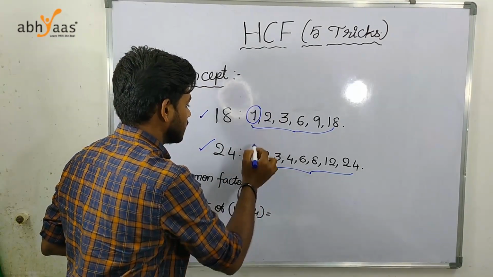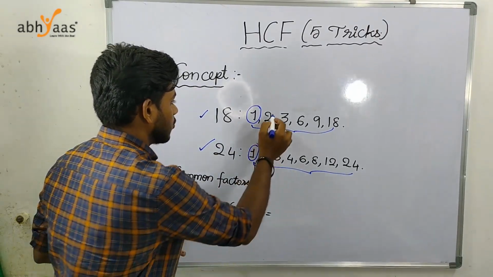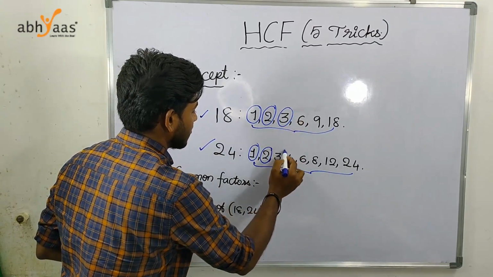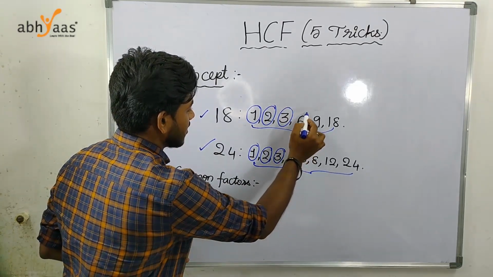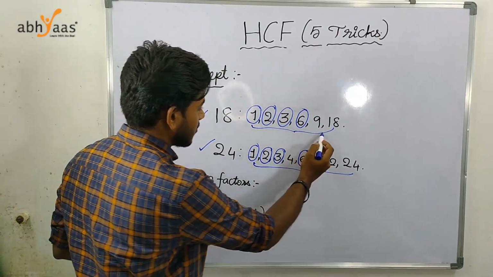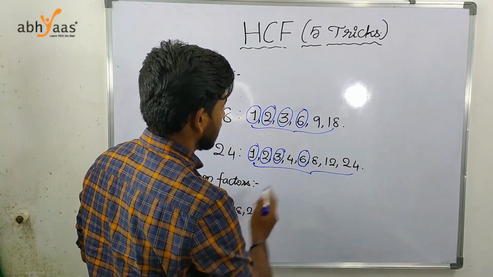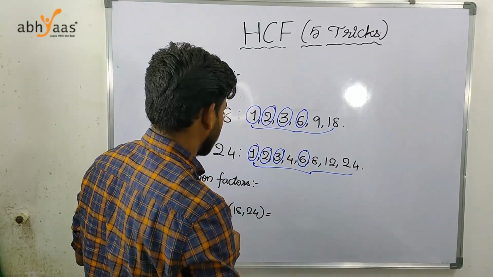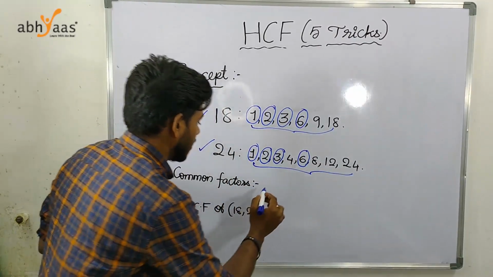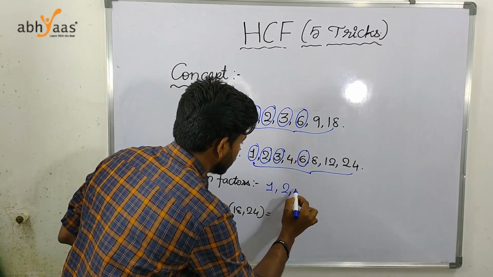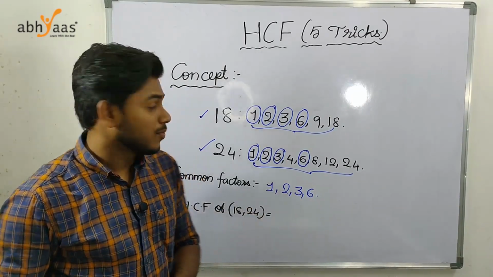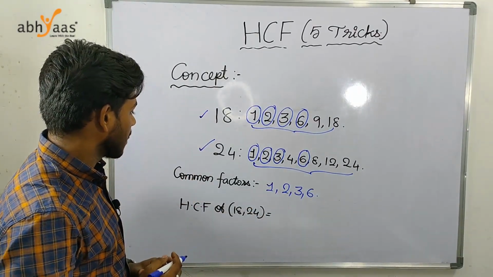1 is the common factor. Then 2 is also a common factor and 3 is also a common factor. Is 6 common? Yes, 6 is also common in both 18 and 24. And is 9 common? No, 9 is not a common factor. 18 is also not a common factor. These are the only 4 common factors for both 18 and 24. So let me write here 1, 2, 3 and 6. 1, 2, 3, 6 are the common factors of both 18 and 24.